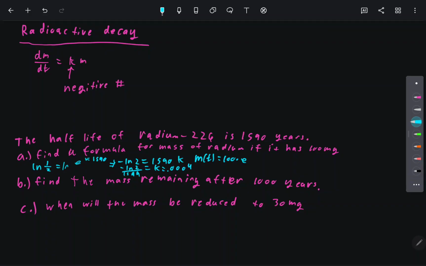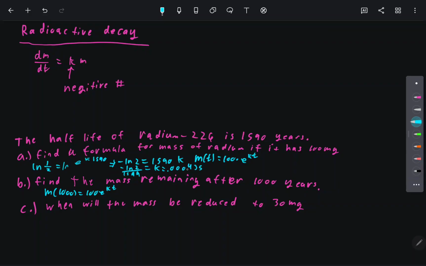Like 0.35. I'm going to keep this constant k up here just to make my life easy, but we have stated our k down there. Alright, now we want to find the mass remaining after 1,000 years. So now it's just m of 1,000 is equal to 100 e to the kt.